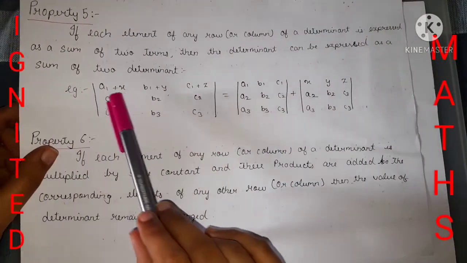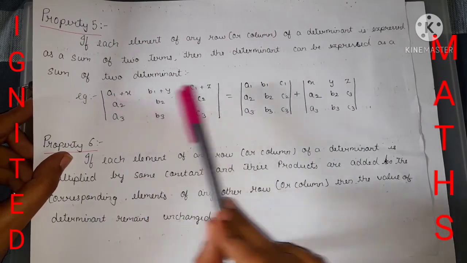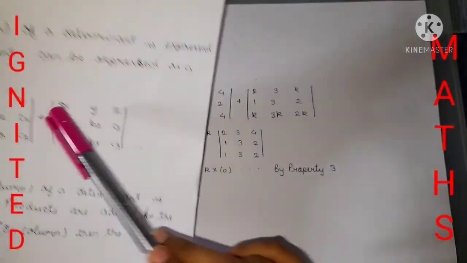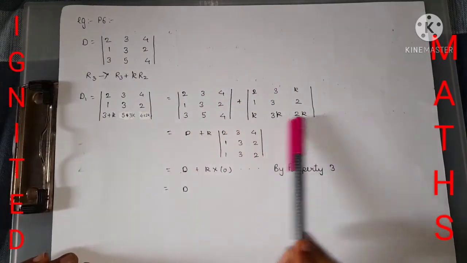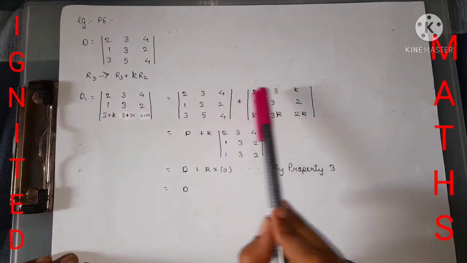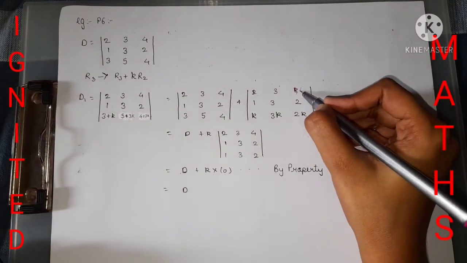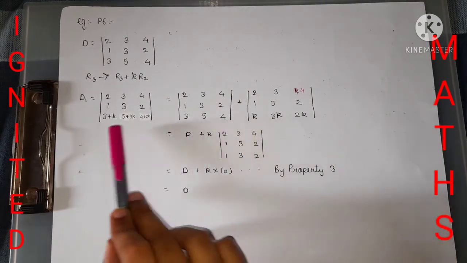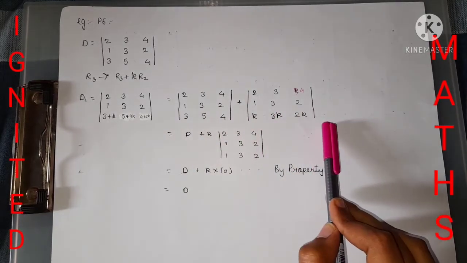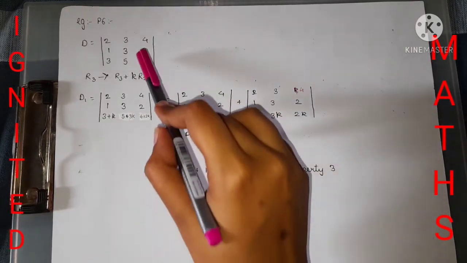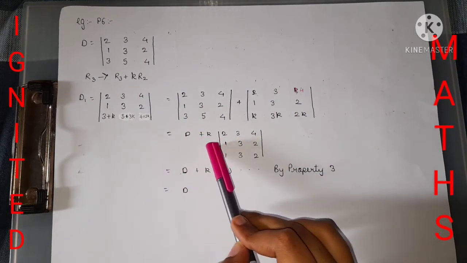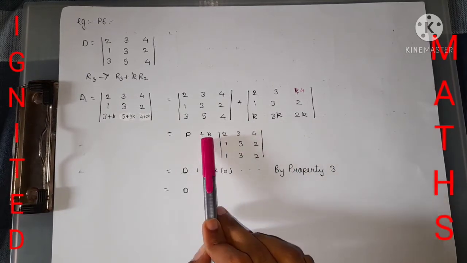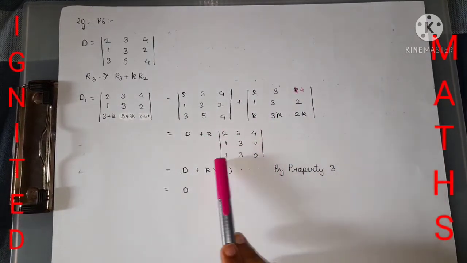By using property 5, I am going to expand it. Over here the term is expanded. a, b1, c1 as the first determinant and x, y, z as the second determinant, I have written over here. With the help of property 5, I have expanded it: 2, 3, 4. Over here also 2, 3, 4. Sorry for the mistake. Now the 3, 5, 4, and the K terms in the other determinant. So I have written D over here, plus K, which I took as common. From here K times, I took as common: 2, 3, 4, 1, 3, 2, 1, 3, 2.